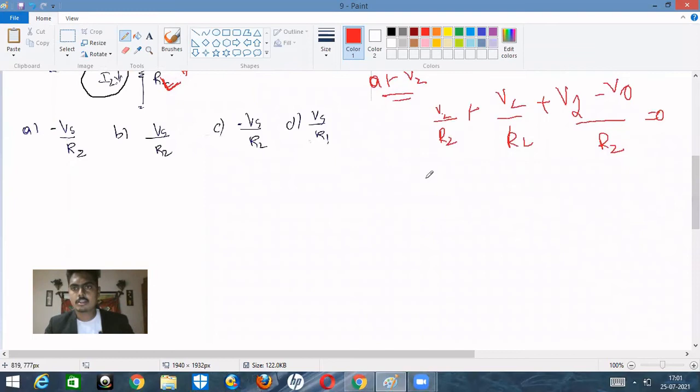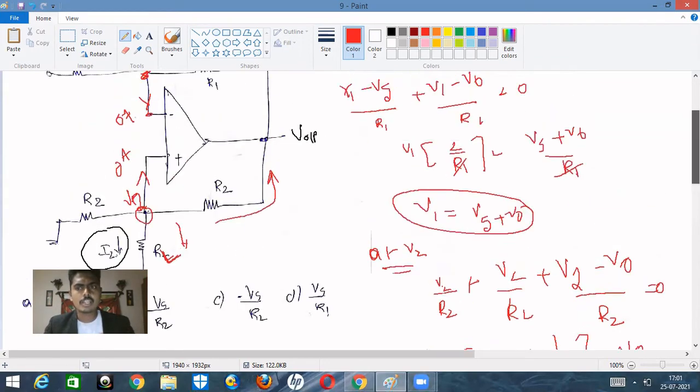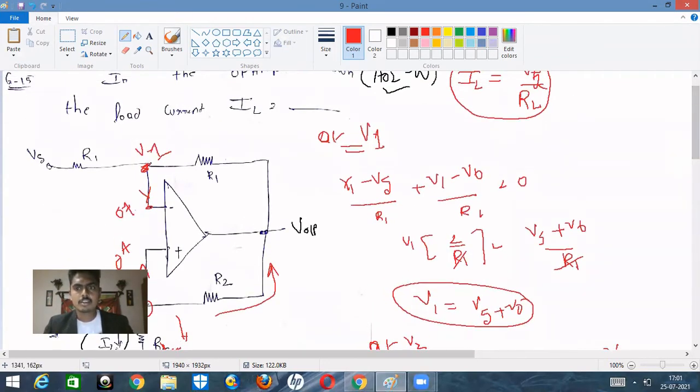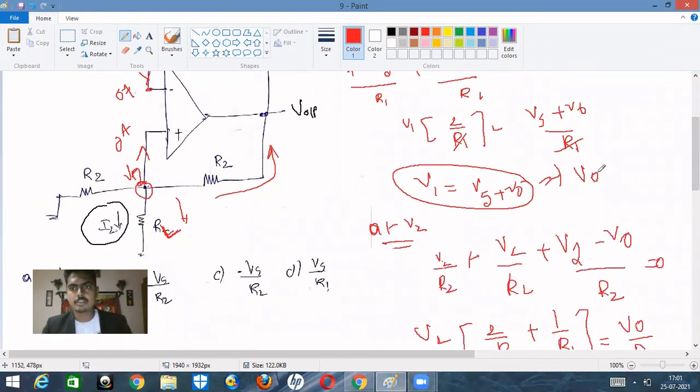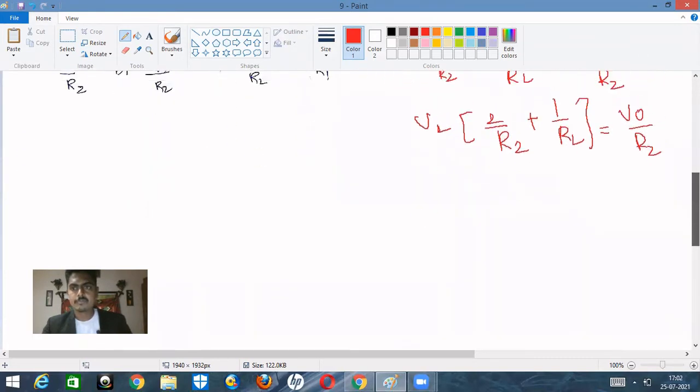If we take V2 as common, what is happening? 1 by R2 plus 1 by R2 will be equal to 2 by R2, plus 1 upon RL, is equal to minus V0 upon R2. It will become V0 upon R2. Okay, so what is V0? Here both are R1, so no problem over here. Therefore automatically we can write V0 is equal to V1 minus Vs. Isn't it? This is V0, V1 minus Vs.